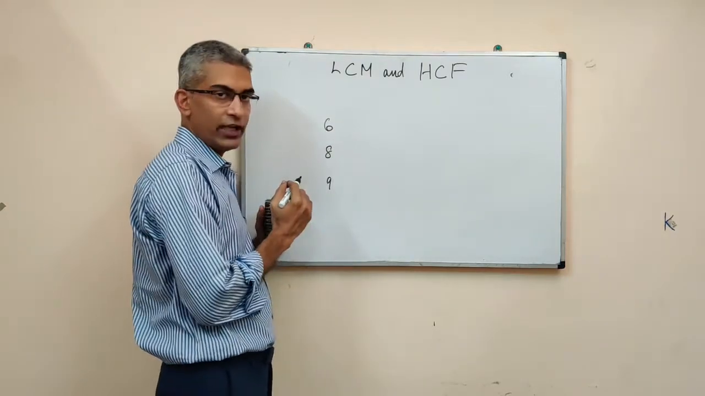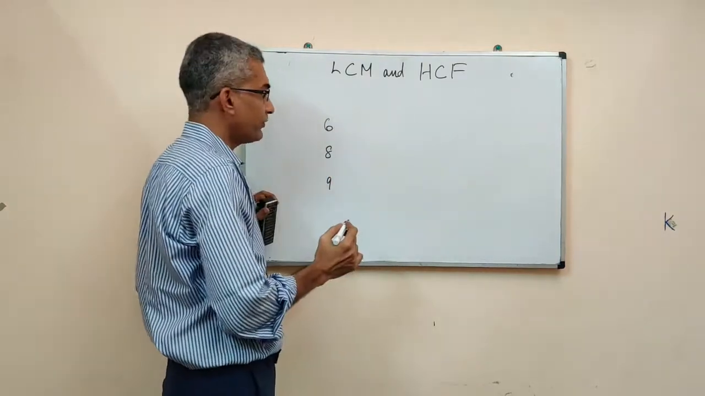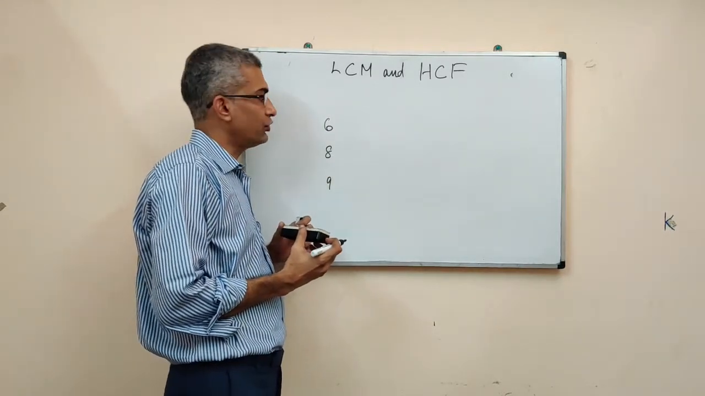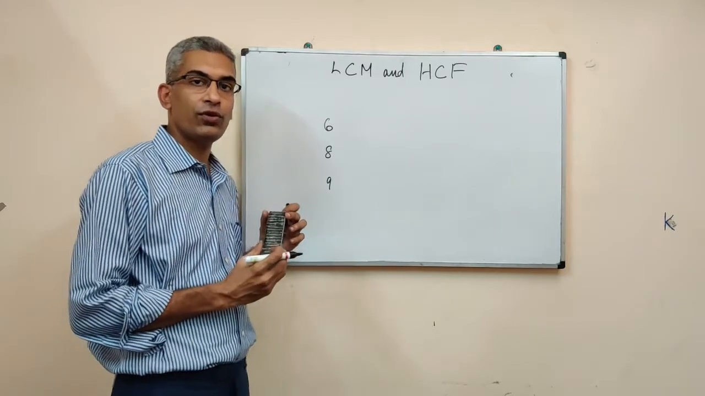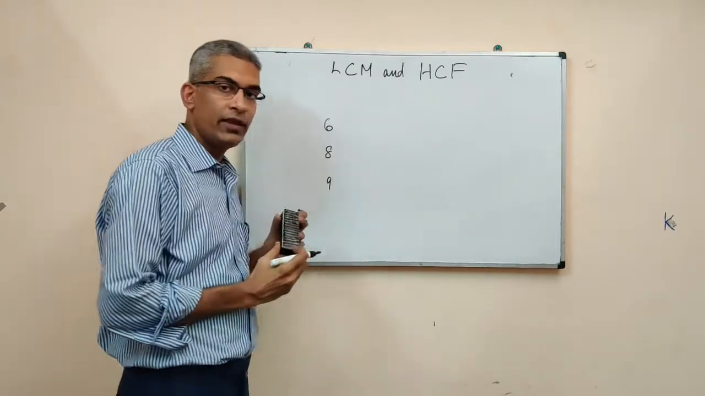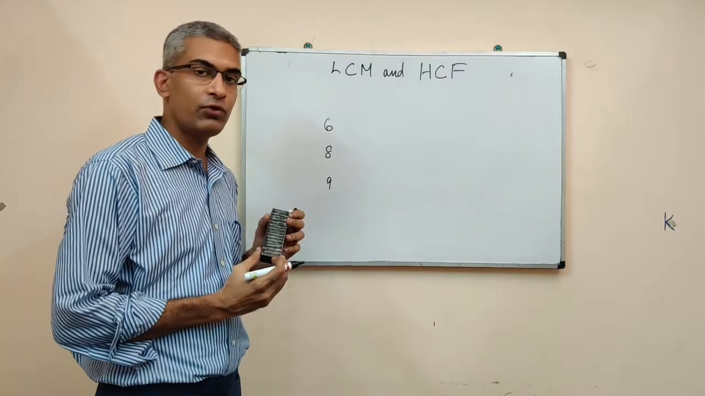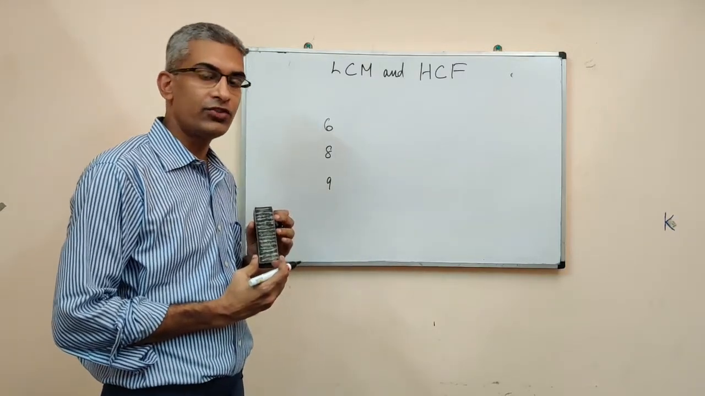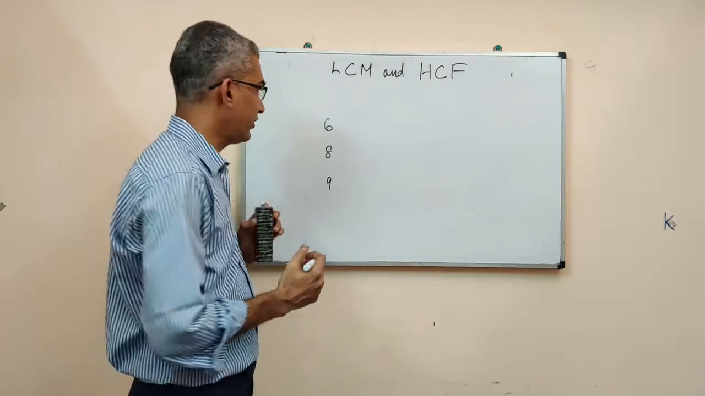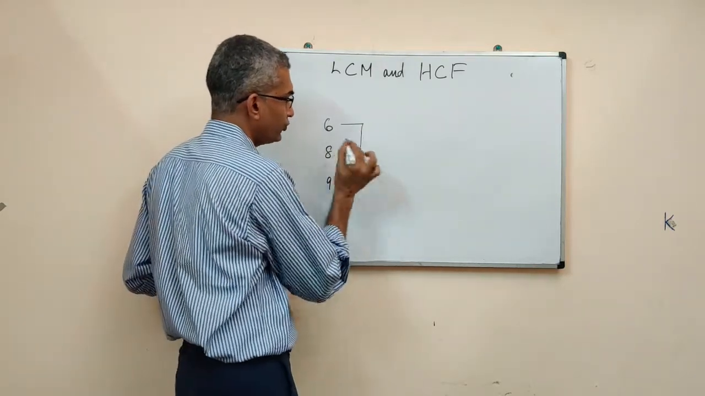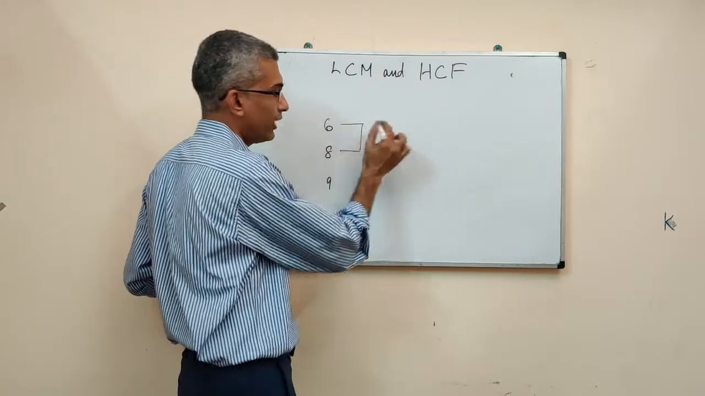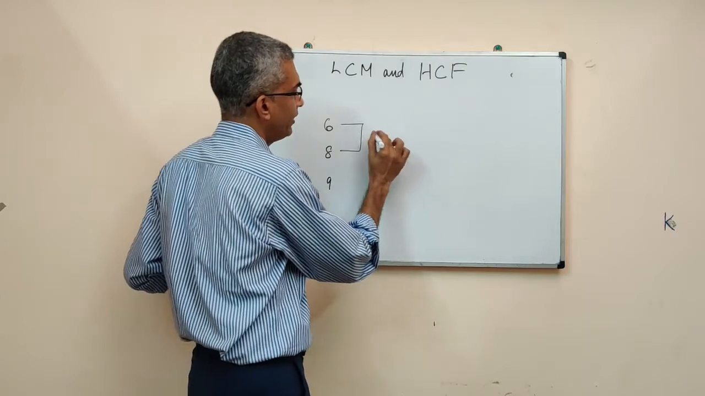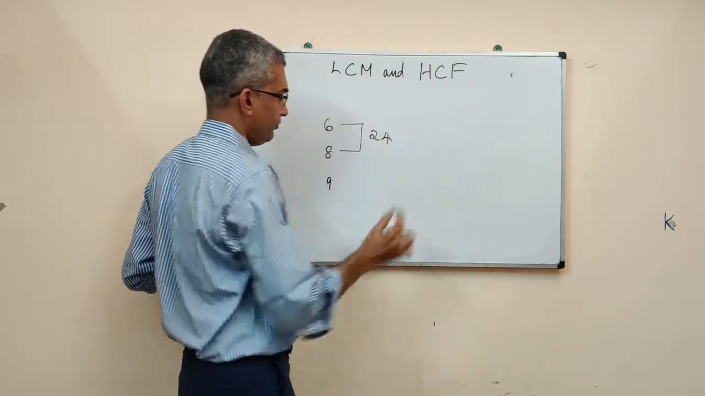What is the LCM of 6 and 8? If you go through the multiples of 6, you can say 6 into 2 is 12, 6 into 3 is 18, 6 into 4 is 24, and so on. For 8, it will be 8, 16, 24, 32, etc. For 9, it will be 9, 18, 27, 36, etc. So when you look at these two, you see that the common number in the multiples, the lowest common multiple between 6 and 8, will be 24.